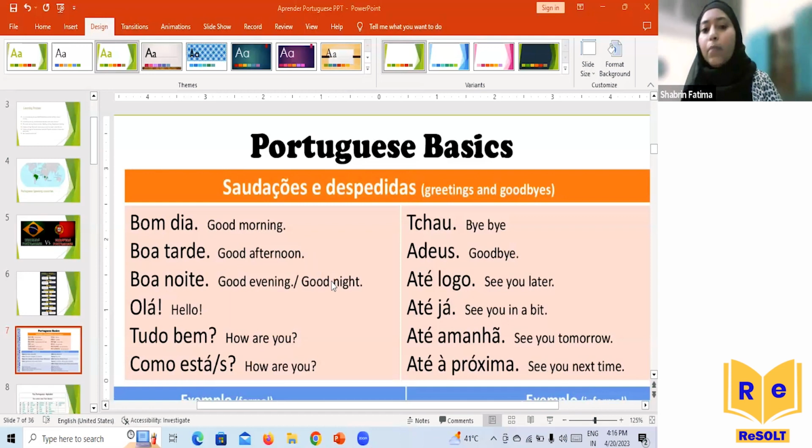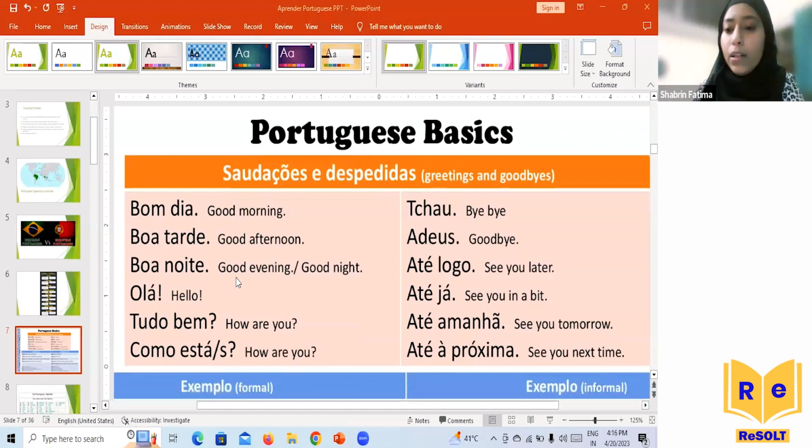First we have bom dia. Bom dia means good morning. This is very basic all around the globe. Bom means good and dia means day, so you can say good day or good morning. Then we have boa tarde. Boa tarde means good afternoon. Boa is good and tarde means afternoon.